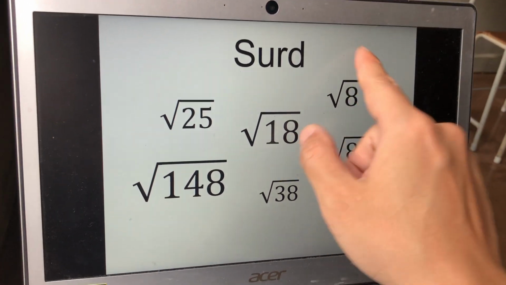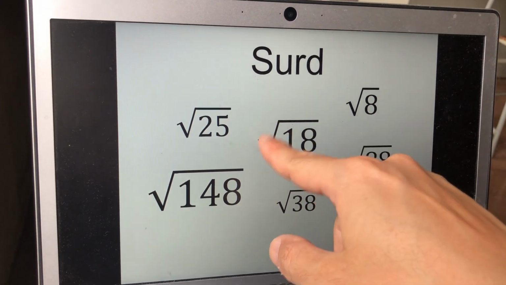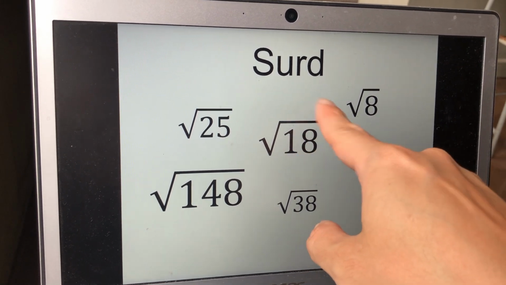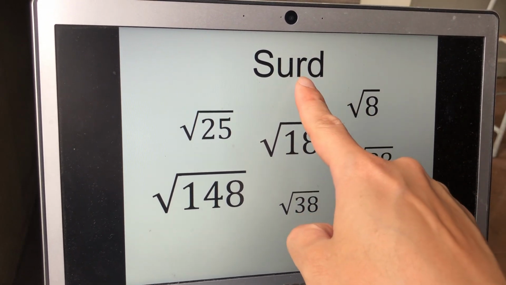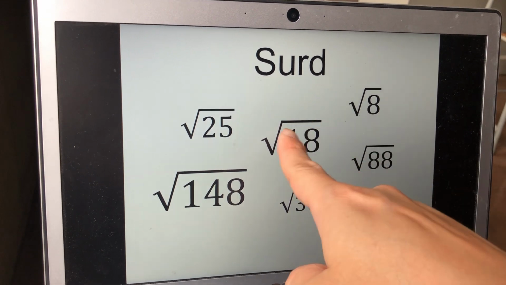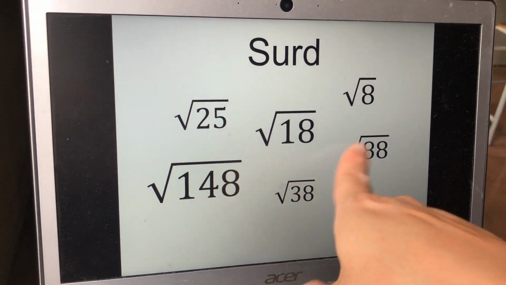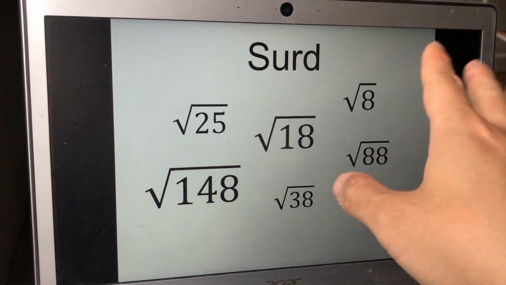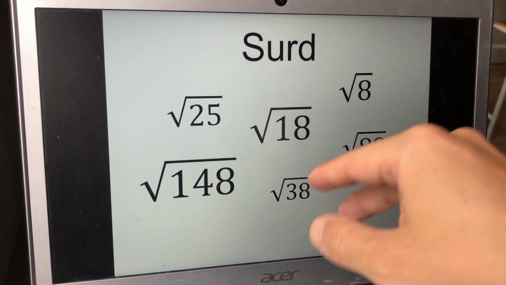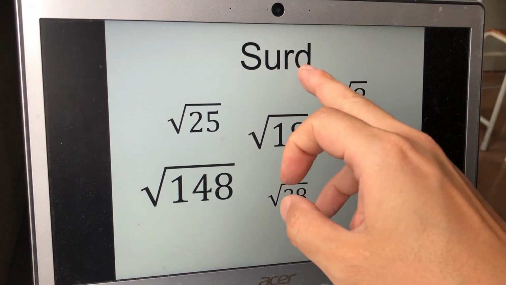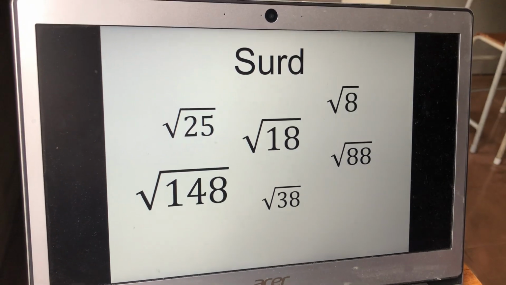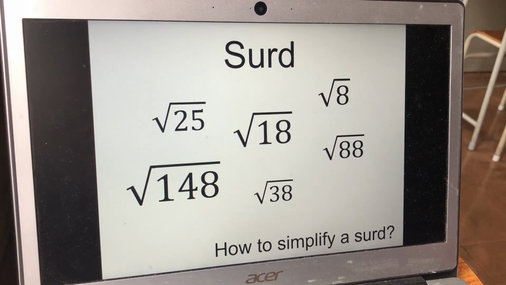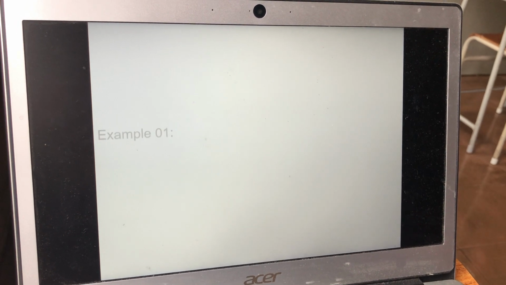So as long as inside the square root there's a number, the whole thing we call a surd. So this is a surd, this is a surd, these are all surds. In math, there's a way for us to simplify the surd. So how do we simplify them? To simplify a surd, we use this method.